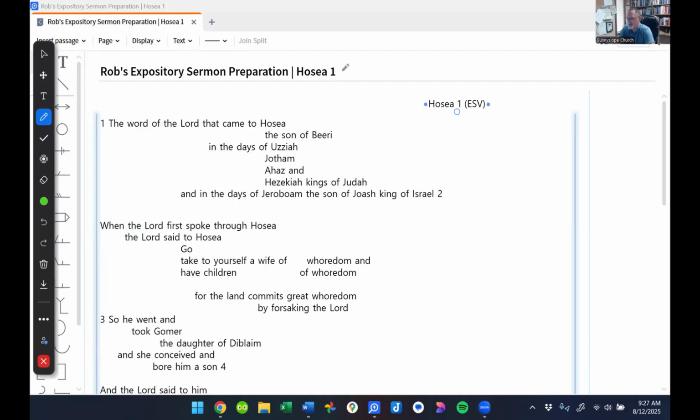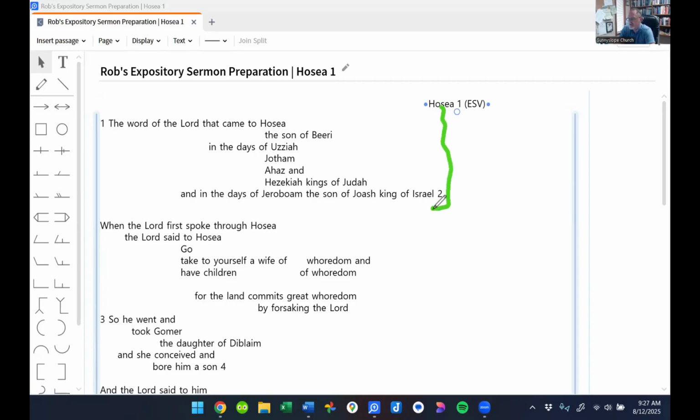So let me put our text up on the screen. We'll pick it back up where we left off, and we'll begin to make some notes about the text. One of the first things that I notice is that the text starts off with just a historical setting.